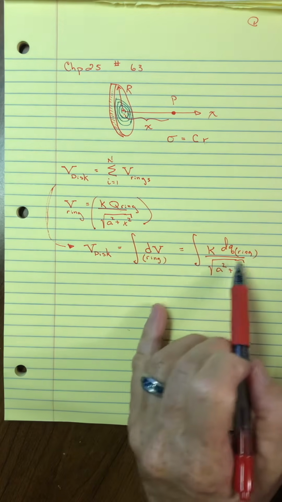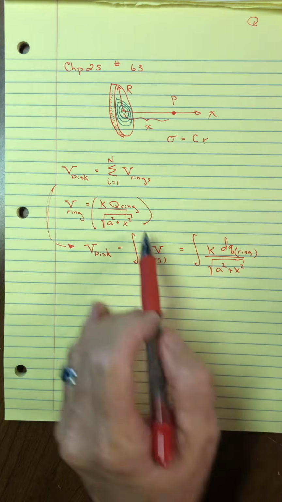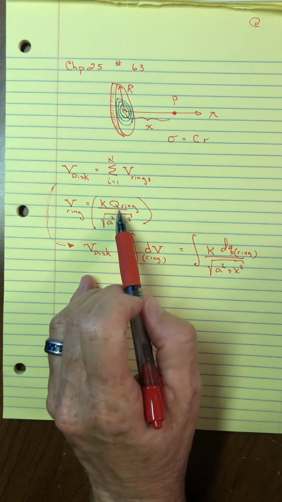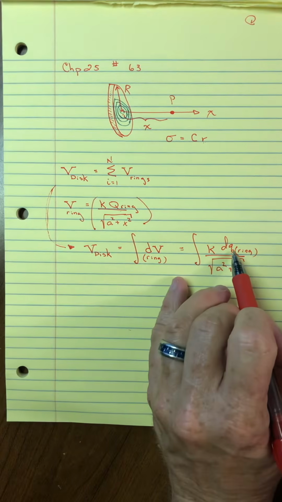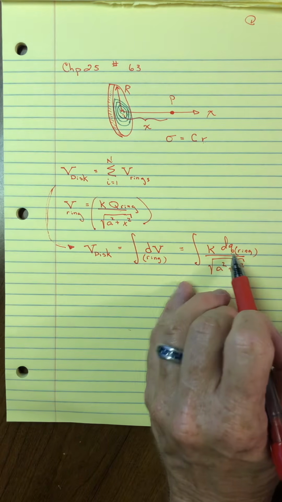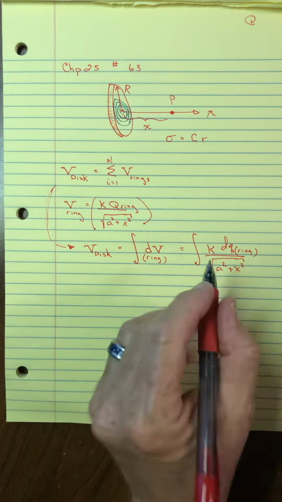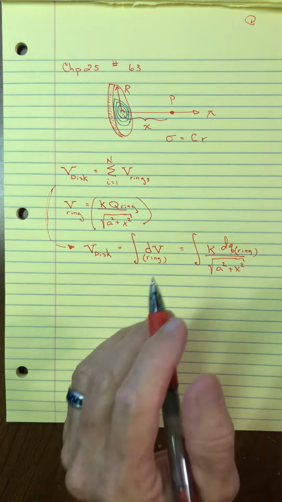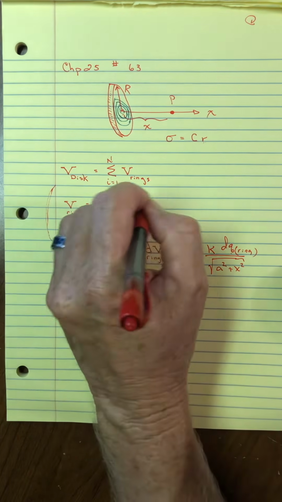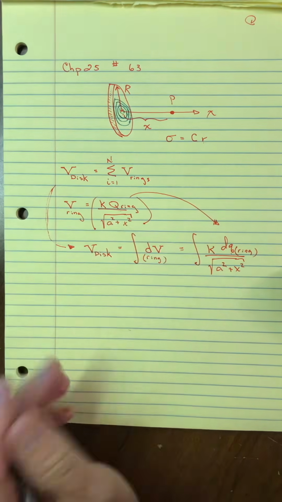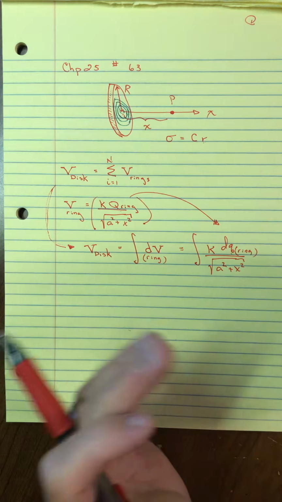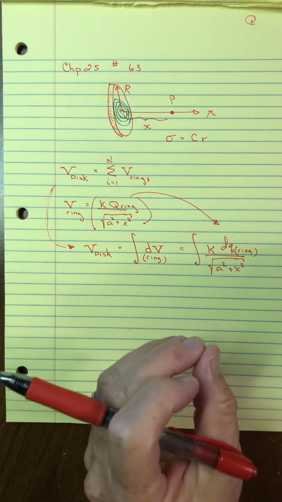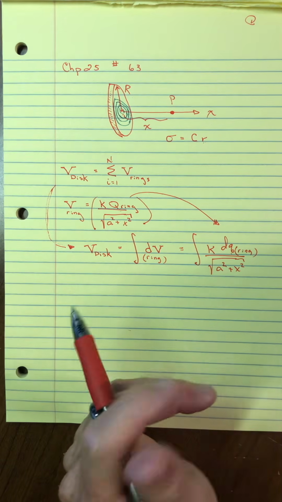It's kind of convention to use a lowercase, so even though it was derived with an uppercase Q for the charge on the ring, usually when we do an integral, we are talking about a small amount, so I'm going to put a dq. But I want you to notice that this might be a trickier part of the problem, recognizing what is getting small as this ring gets thinner and thinner and thinner.